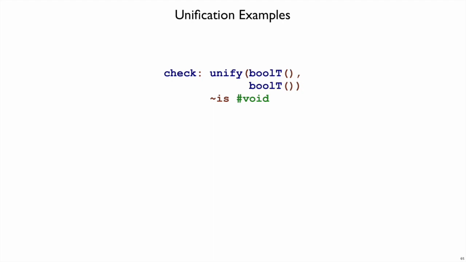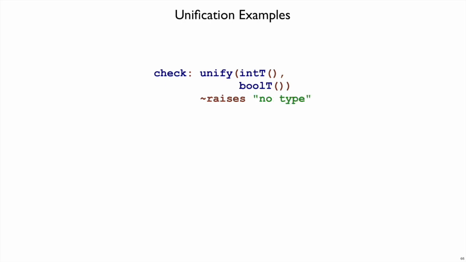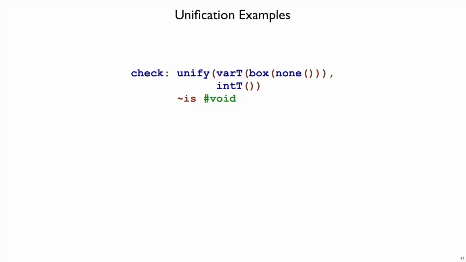Similarly, bool and bool, those unify just fine. If I have int t and bool t, though, this would be replacing a check that int t and bool t are the same and complaining if they're not the same. So it's unify's job to complain. It'll raise an exception that says no type.